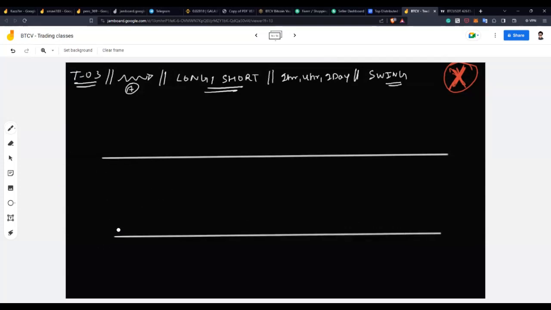Okay. So now we have two trend lines, horizontal trend lines of course, right? So I can call it a support trend line, and that's my resistance trend line. Of course, the market will move between these trend lines, something like this.